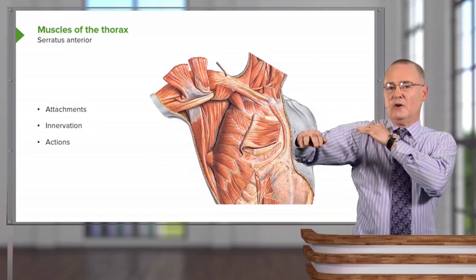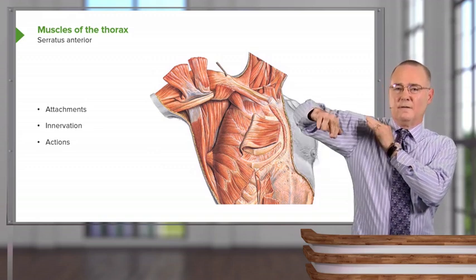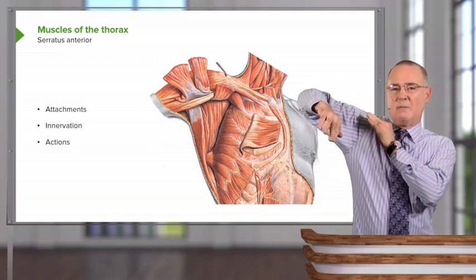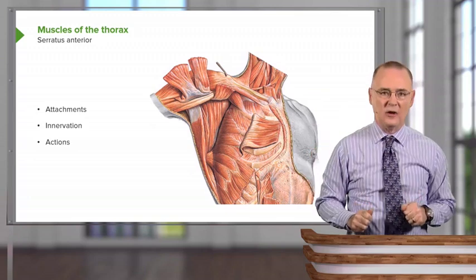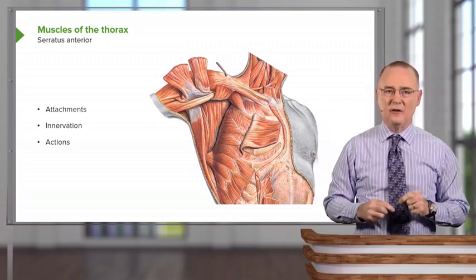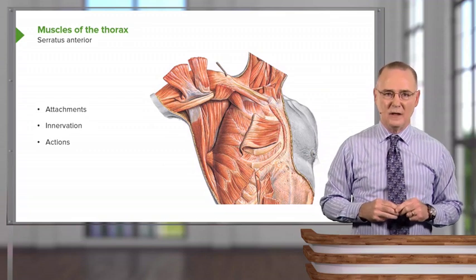And if the serratus anterior is paralyzed, there is difficulty in being able to abduct your humerus above the horizontal position. The trapezius is helpful in this movement as well.